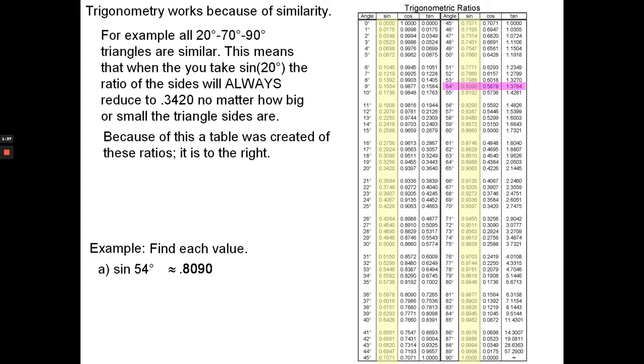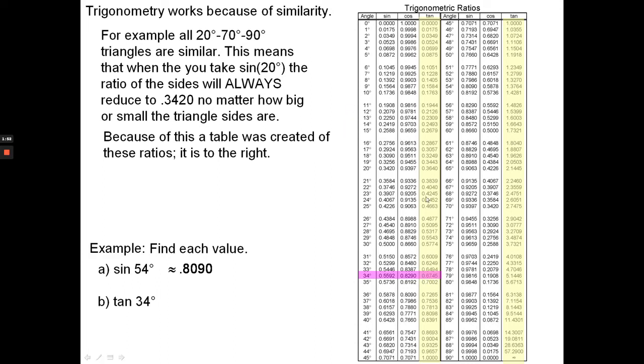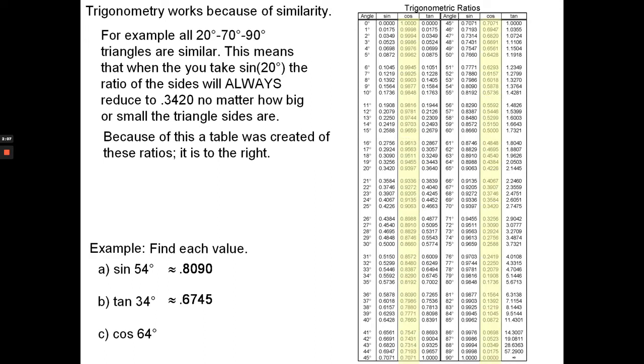Okay, and then if we were asked tangent of 34 degrees, we would be looking at our tangent columns, and then we would find 34 degrees, come across from our 34 degrees, and where the two intersect, that's our ratio, so 0.6745. Okay, you can pause the video and try for yourself cosine of 64. You're going to take the cosine columns, find your angle of 64 degrees, go across to where it intersects the cosine column, and you get 0.4384.